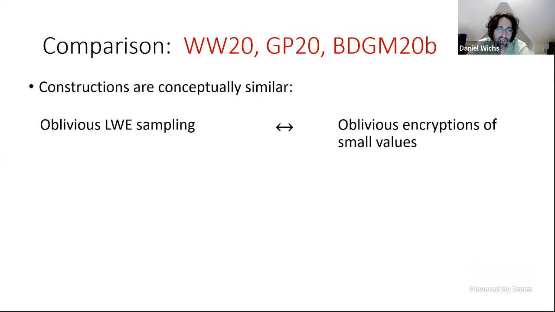In our case, we need this notion of oblivious LWE sampling. I think this corresponds pretty closely to the other constructions where you needed to obliviously generate encryptions of small values. One nice aspect of our work is that we can abstract out this notion of oblivious LWE sampling as a standalone tool, with a standalone definition that suffices. In the other works, there was no standalone definition of what oblivious encryption of small values meant, but intuitively, that was the main component you needed.